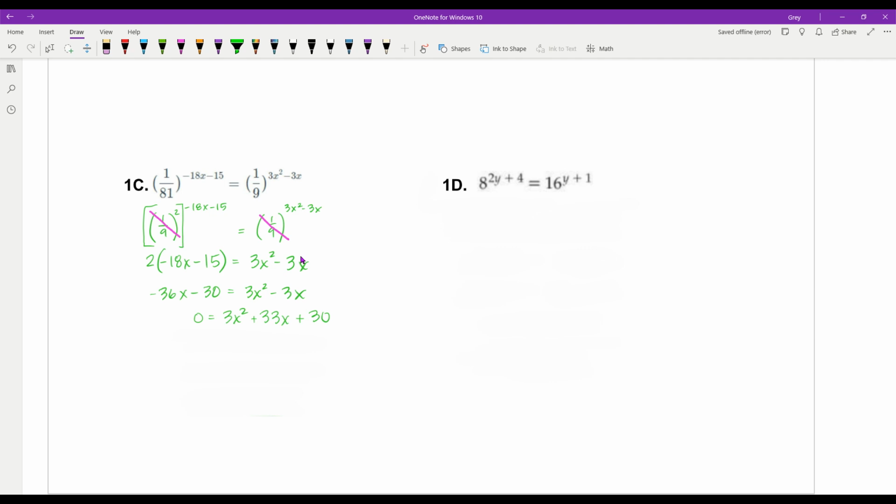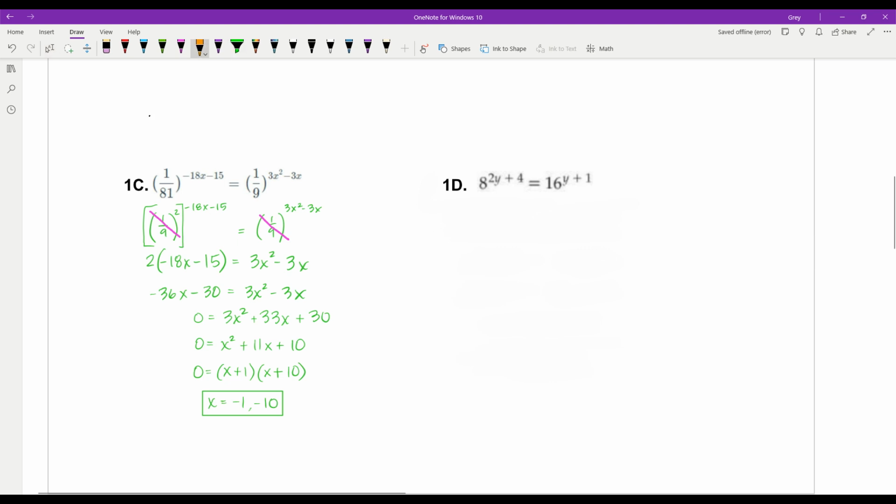Bring everything to one side. Okay, and hopefully you notice that there's a 3 that goes into every one of those numbers, 3, 33, and 30. So I'm dividing everything by 3: x squared plus 11x plus 10, and that factors to x plus 1, x plus 10. So x equals negative 1 or negative 10. All right, last one in this group.